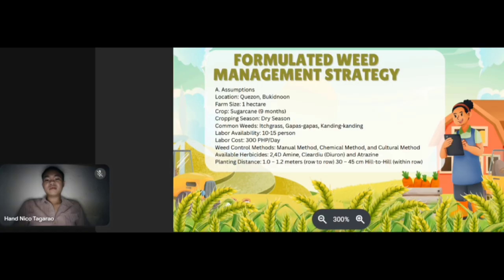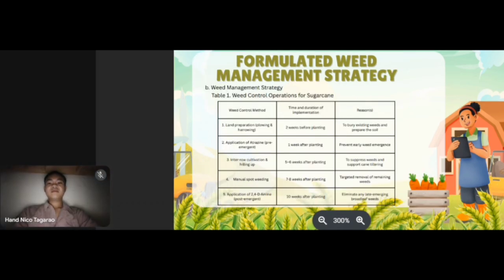The weed control methods available are manual method, chemical method, and cultural method. They use the herbicides 2,4-D amine and atrazine. The planting distance is 1.0 to 1.2 meters row to row and 30 to 45 centimeters heel to heel within the row. So next is our formulated weed management strategy. We can see below the weed control method, its time and duration of implementation, and its reasons.